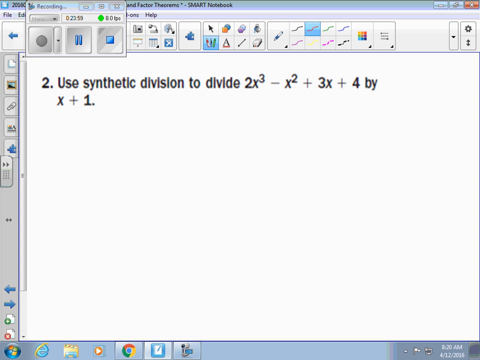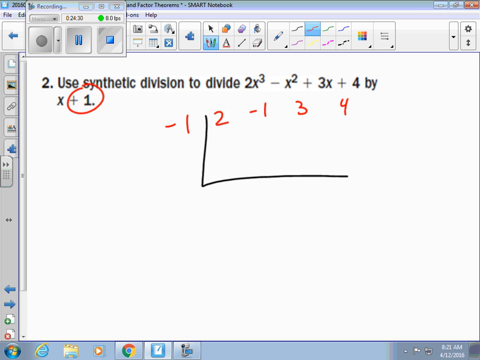And number 2, the same thing. We have 2x cubed minus x squared plus 3x plus 4 says to divide it by x plus 1. When you're reading the problem, just quickly scan to see if it skips over any degrees. That's an easy thing to check right at the beginning. So when you do your synthetic division, it doesn't skip any degrees. You put all your coefficients 2, negative 1, 3, and 4, and you divide by the opposite of plus 1. So you divide by negative 1.